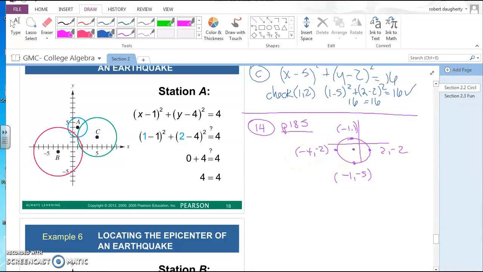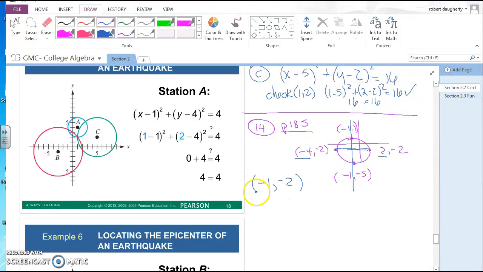So my center has to lie somewhere there, okay? So if you look at it, my center, if I look at it on the horizontal, from here to here, it has to be halfway between those 2 points, okay? So between negative 4 and 2, what's halfway between there? If I add those up, that's negative 2, divide by 2, that's negative 1. So I can see that my center has to have an x-coordinate of negative 1 and a y-coordinate of negative 2.